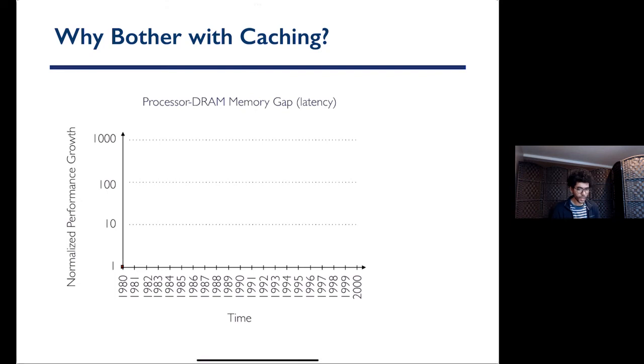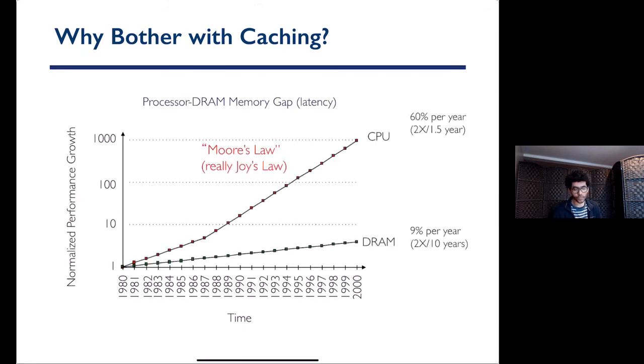Now, why is it really important to use caches? The reason is the performance gap between your CPU and your DRAM. If you look at this diagram, on the y-axis I have the normalized performance growth, so how much performance improvement we've seen over the years, although I have to say this has plateaued, and so has this one. Both of them have plateaued. The gap between the two is a lot.